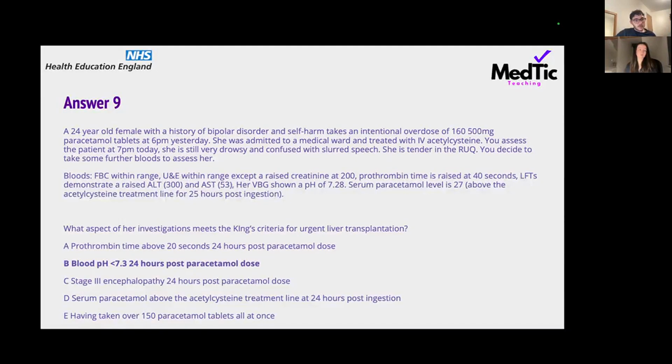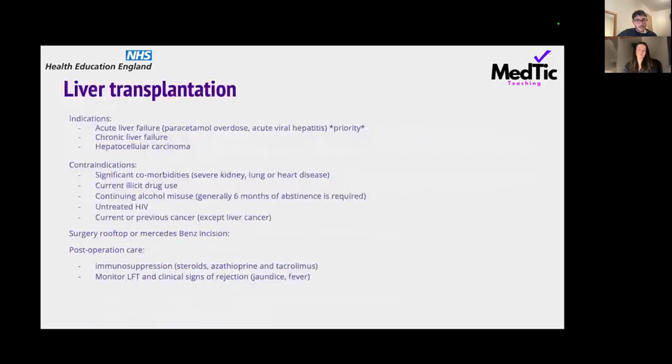Okay, so the answer was a blood pH of less than 7.3 24 hours after the paracetamol dose, or intentional overdose. So we'll speak about the actual question, which was why was she eligible for liver transplant, but we'll speak about liver transplantation more generally here.